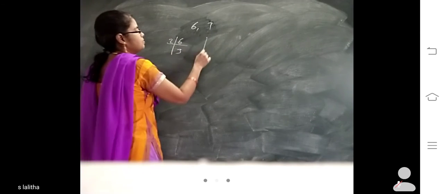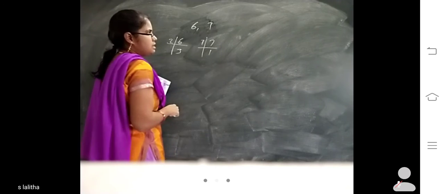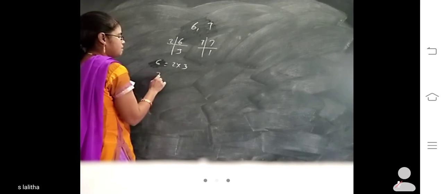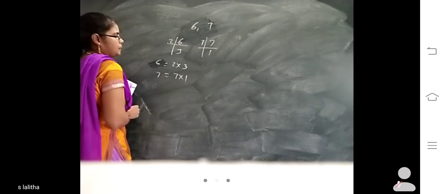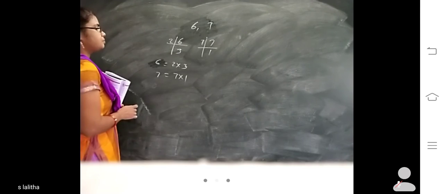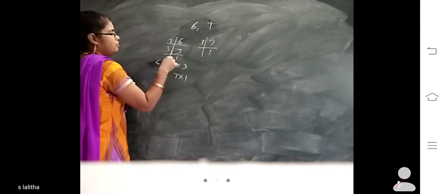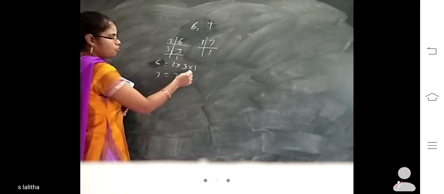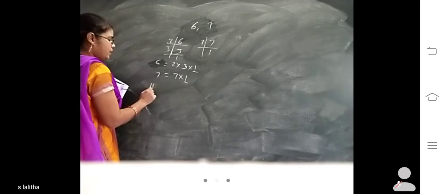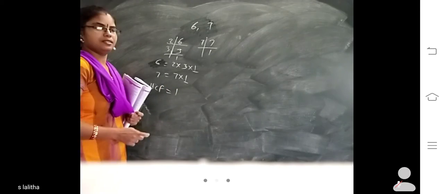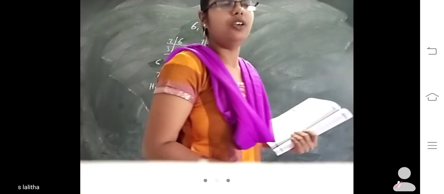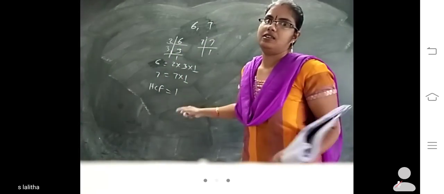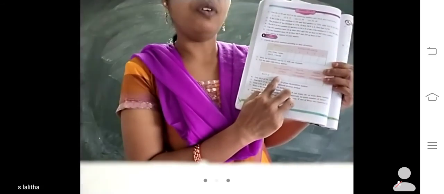6 is equal to 2 into 3. 7 is equal to 7 into 1. Okay? So which one is the common factor for these two? 1 is a common factor. So HCF, how much? 1. If you take any two consecutive numbers, the HCF will be 1. So you have to write here in this box 1.